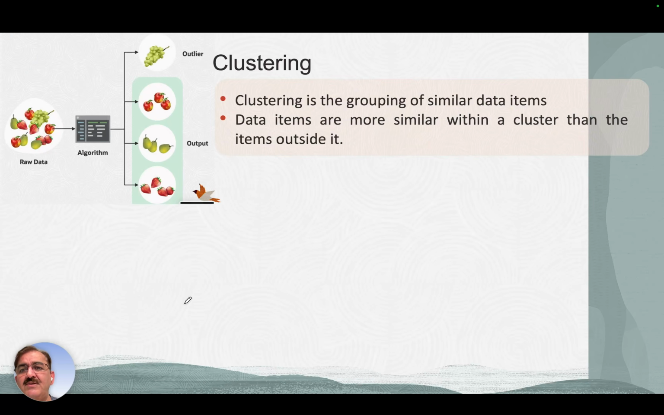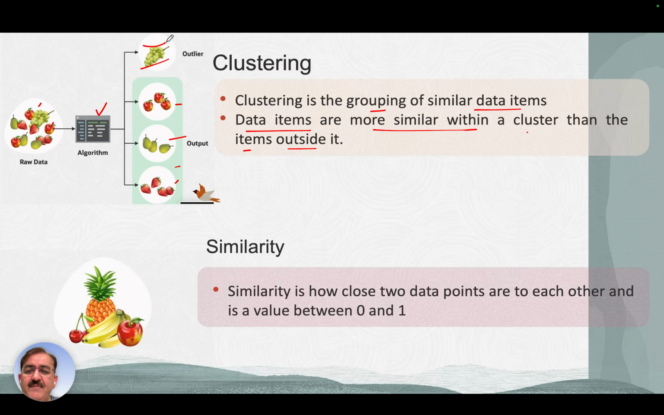One technique is called clustering, which is the grouping of similar data items. The data items are more similar within a cluster than to items outside it. For example, if this is the raw data, the algorithm will learn and predict the items which are similar or of the same type, and the outliers. This is clustering. Second is similarity. Similarity is how close two data points are to each other. The value of similarity is always between 0 and 1.